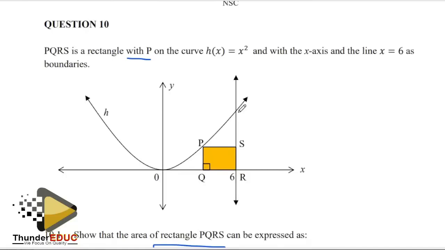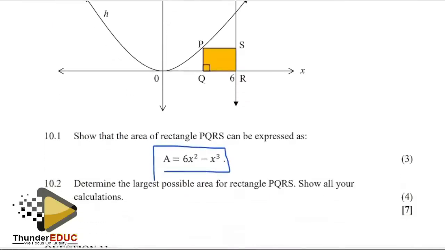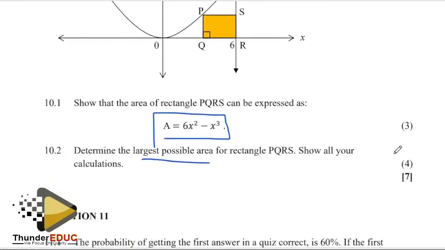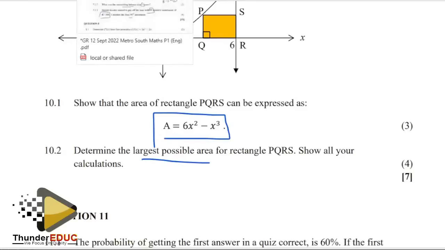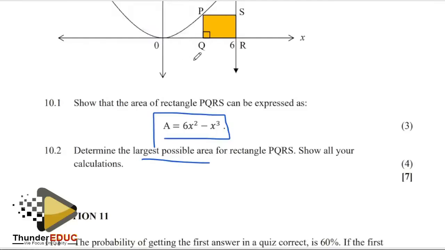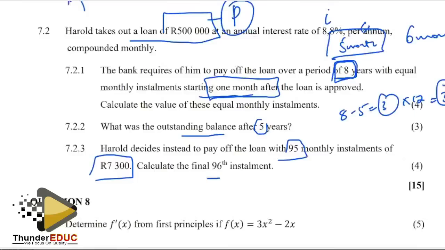So do your magic. This line is a 6. They told us this is a rectangle. So do what you have to do with the area of the rectangle, length times breadth, and so on and so forth, and determine the largest possible area. For the largest possible area, you use the derivatives. First derivative, and then equate that to 0. Then solve for x. The answer for x, put it back into the area. Okay, you bring it back into the area, and that will be the maximum possible area.